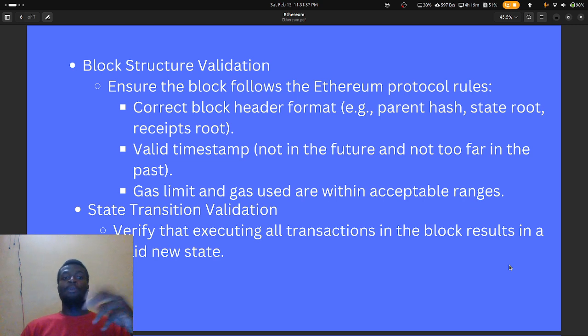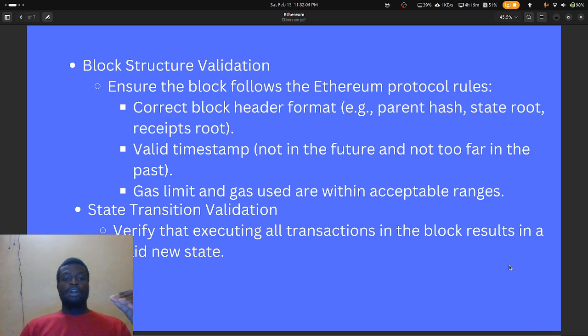So basically, while validating the block, we're checking if it has the correct block header format, which contains the parent hash, the state root, the receipt root, and all of that. Then we check for a valid timestamp, actually checking if the timestamp of that block is valid. Then we also check for gas limit and the gas used. All of these are implemented in the Go Ethereum client.